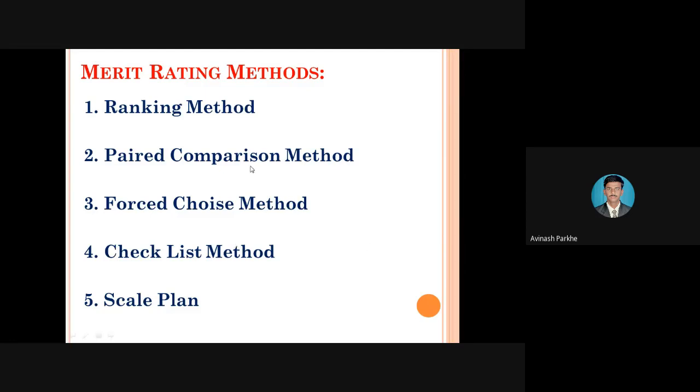Then the second is called the paired comparison method. Here the comparison of the employees takes place. For example, one group includes a total of 10 employees. The performance of the first employee is compared with the remaining 9. The performance of the second employee is compared with the first employee and the remaining 8 employees. The name itself suggests that the paired comparison method represents the comparison of employees in a group. One employee is compared with all the remaining ones.